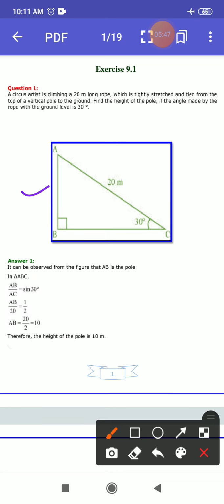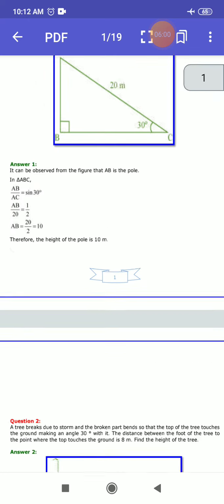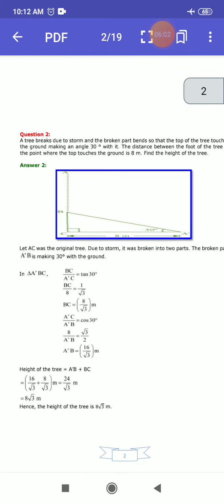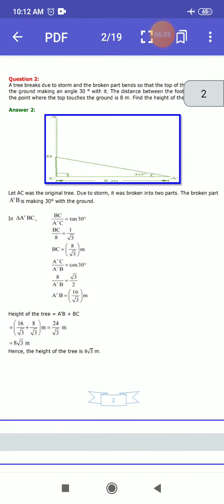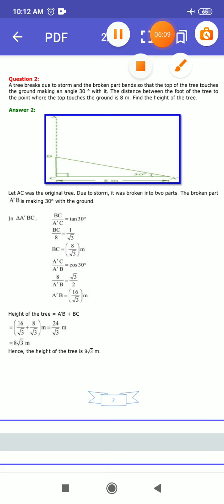So I hope you understood how to work with this type of question in the application of trigonometry. Now we have to start our second question. This is your second question. So first of all you have to read this question and then solve it.